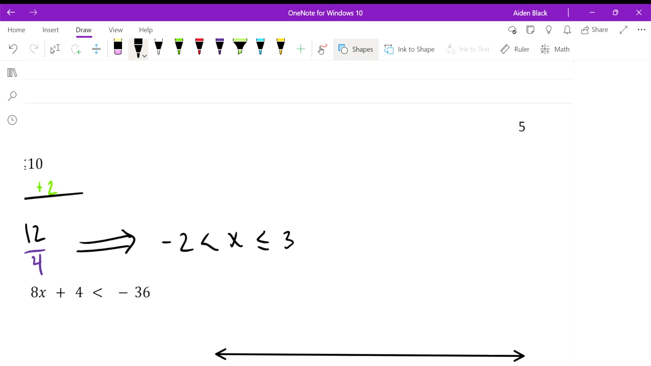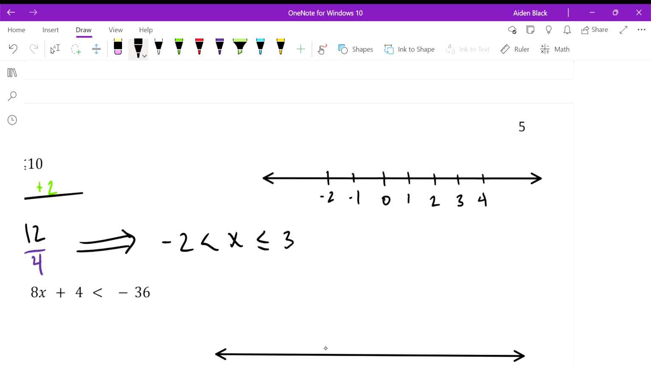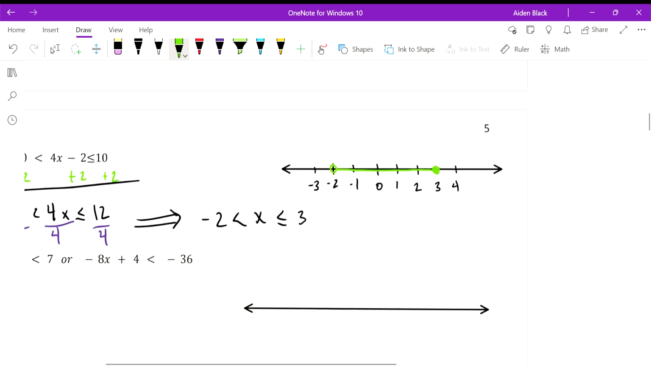Now let's graph it. Okay, so I need negative 2 in there. Cool. I have enough now. And I will say, well, we know x is greater than negative 2, and it is less than or equal to, notice I closed it, so our solutions are there.